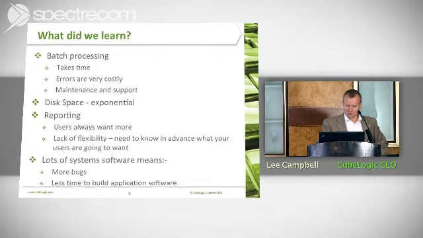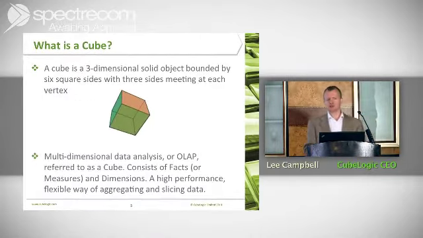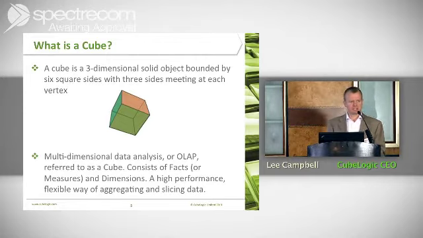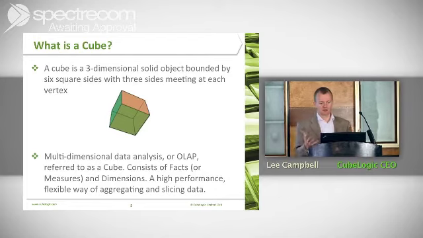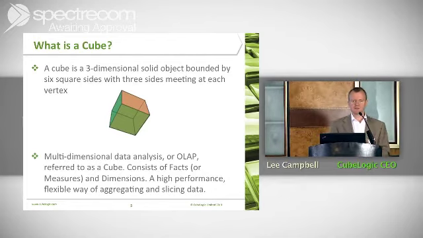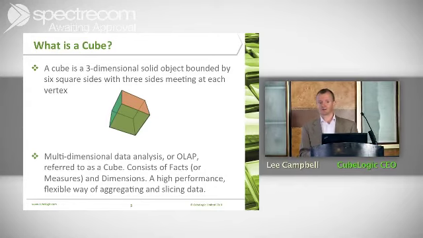So that's really where cubes came in. Now, a cube in a particular sense is a three-dimensional solid object bounded by 6 square sides with 3 sides meeting at each vertex. It's quite a mouthful.